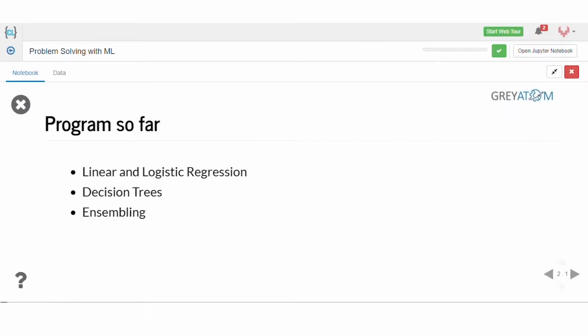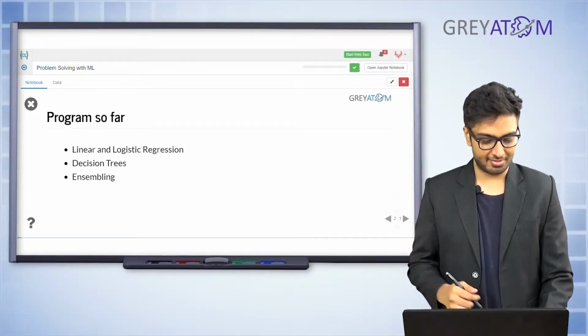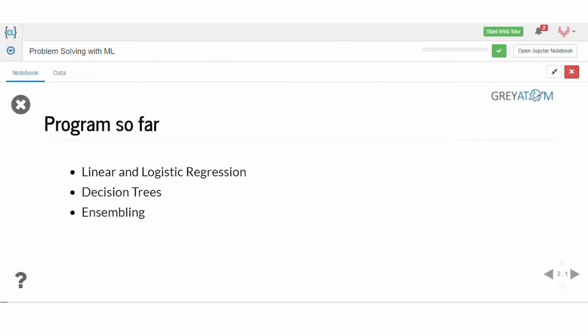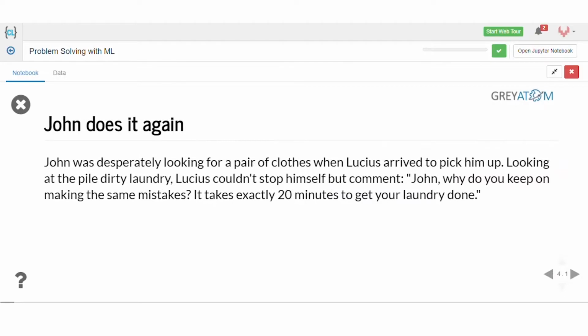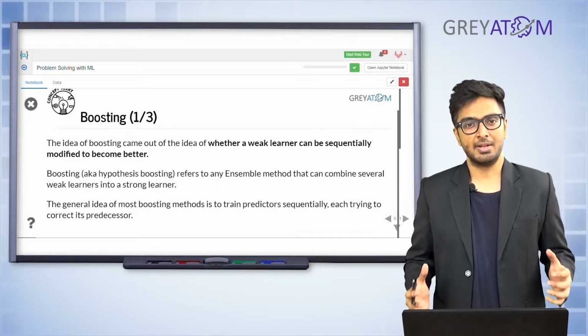So don't worry much, let's get in and understand it further. In the program so far, we have gone through linear and logistic regression, decision trees, and ensembling as well. So now, what exactly is boosting? The idea of boosting is: can you take a weak learner, modify it sequentially, and then combine all of these sequentially modified weak learners into a strong learner?